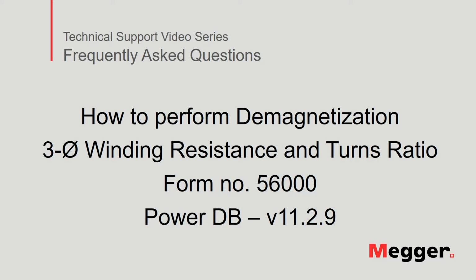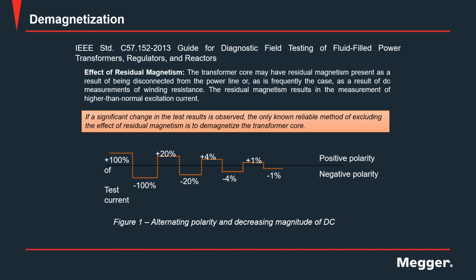In this video, we will discuss how to perform demagnetization using the three-phase winding resistance and turns ratio form number 56,000 in PowerDB version 11.2.9. Let's get started. Let us understand the background to demagnetization.